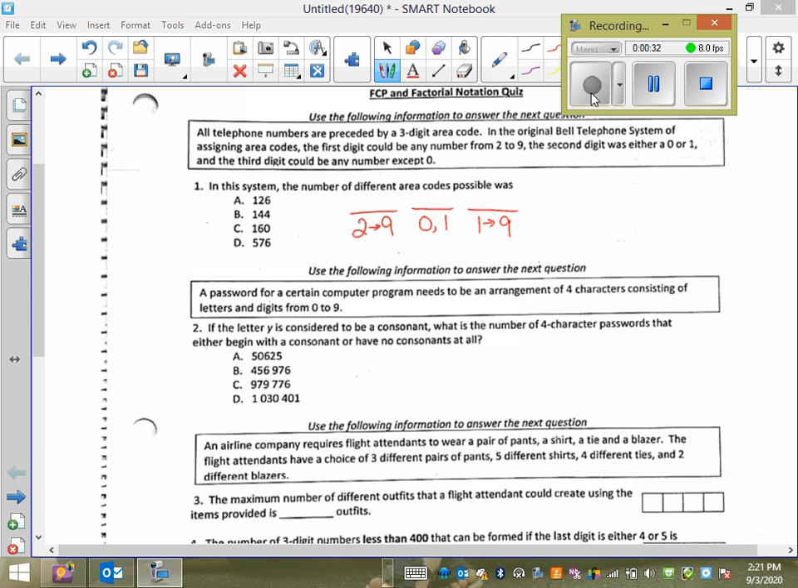Does it say that you can repeat or can't repeat or anything? No. So if it says nothing, unless it's a word, we assume that we can repeat, right? That's how it goes. Unless it's a word, like mathematics, then we know we have only what they gave us, okay? So 2 to 9 is how many options? 8. 0 and 1, and 1 to 9. So it should be 144.